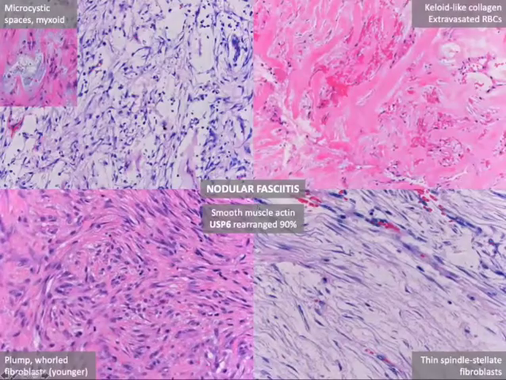Here's nodular fasciitis, myofibroblastic wispy cells. I'm sorry, I like to mime things. Wispy cells with microcystic spaces, with keloid-like collagen, with extravasated red cells. This is nodular fasciitis. Always think about it when you're dealing with spindle cell, kind of bland, nondescript, wispy neoplasm.